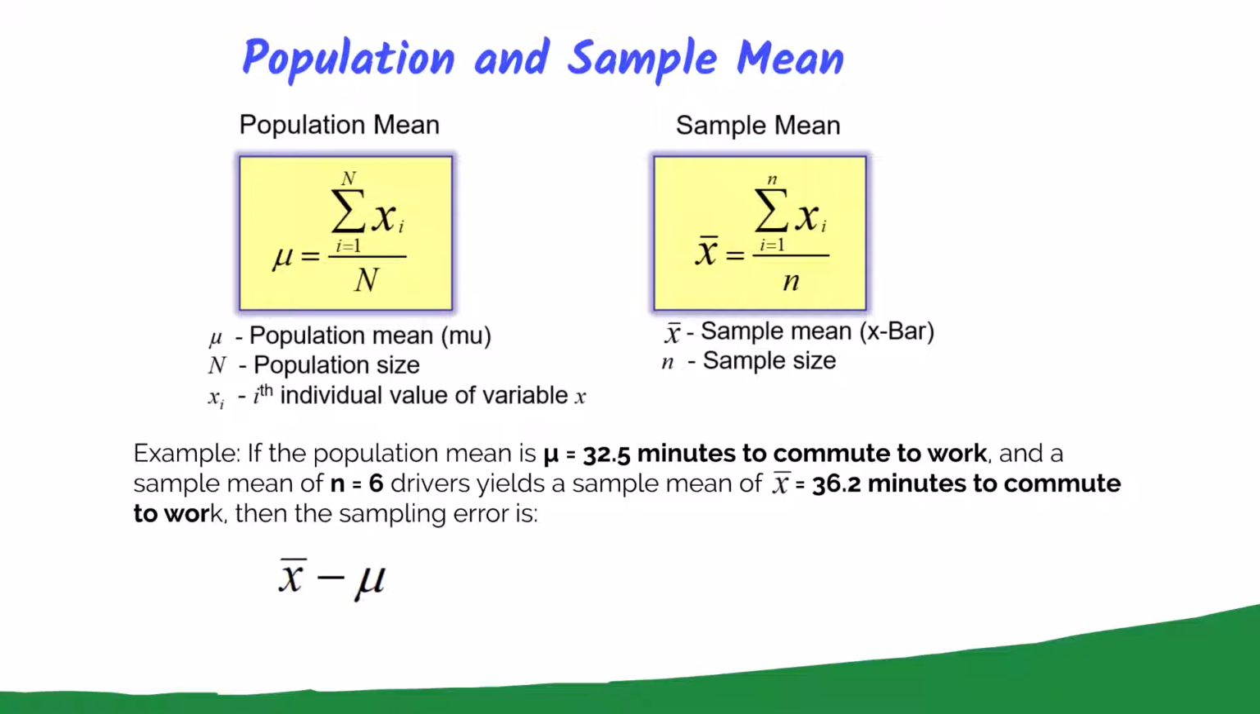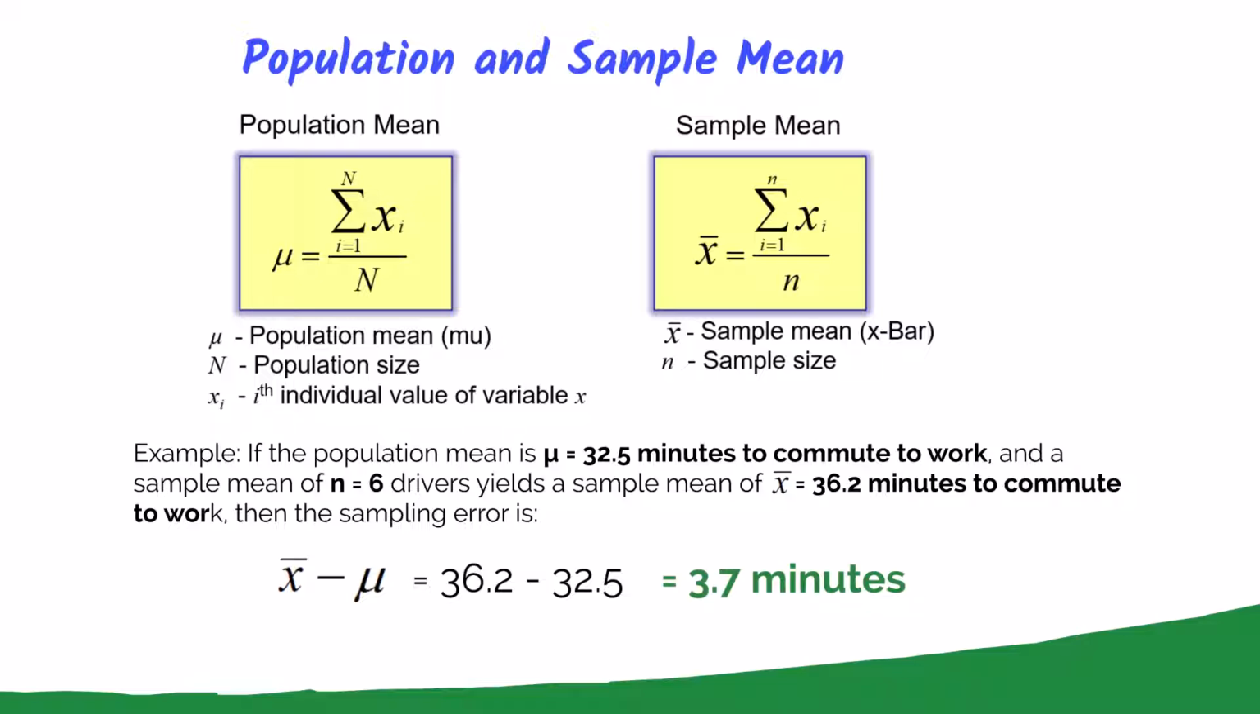Now, recall in chapter 3, we learned how to calculate the population mean and the sample mean. This is more of a refresher, where we add up all of our x values and then divide by the population size, or in the case of the sample mean, the sample size. Here in the example, the population mean is denoted by mu, and it equals 32.5 minutes to commute to work. Then we take a sample of 6 drivers, and that yields a sample mean of 36.2 minutes to get to work. For our sampling error, we'll take the sample mean minus the population mean, or 36.2 minus 32.5, and we get a sampling error of 3.7 minutes.